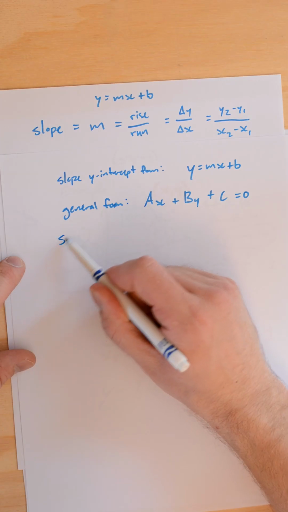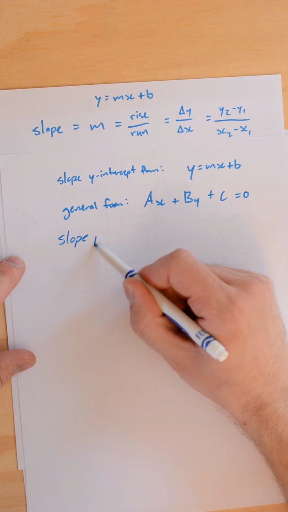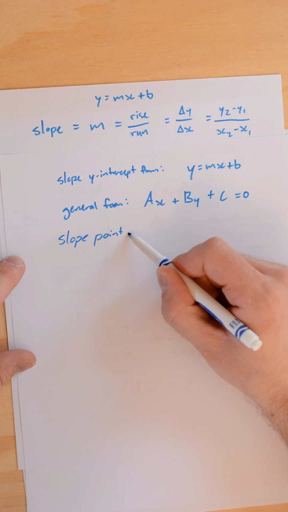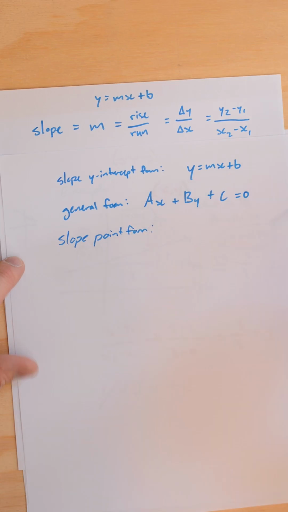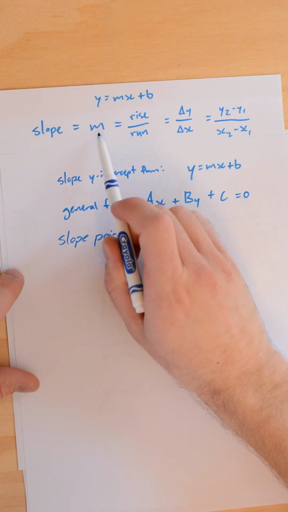Another one that is actually useful is what we call slope point form. Now again, what do we know about math? Well, this is called slope y-intercept form because it had the slope and the y-intercept right in the name. Slope point form probably has the slope and another point. Let's talk about how we get to it. Remember this, slope.